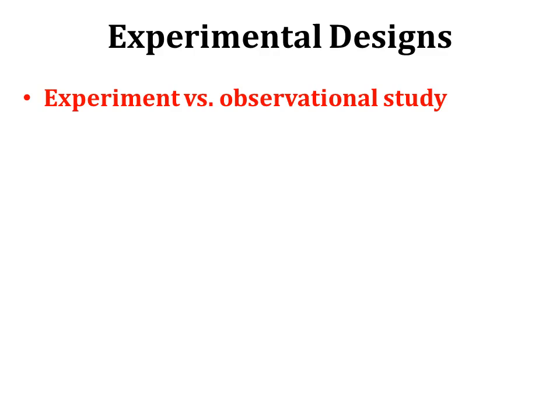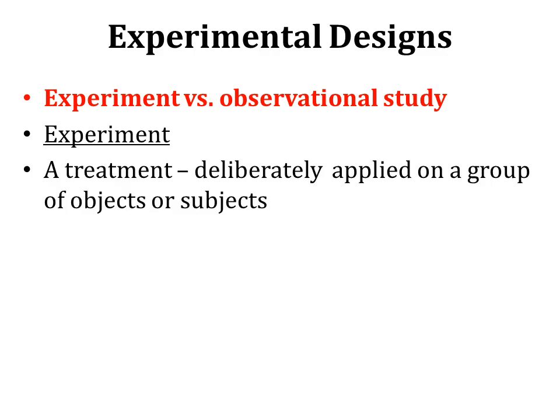So the experiments are different from observational studies, right? So what is an experiment? In an experiment, you have to apply a treatment deliberately on a group of objects or subjects that you're investigating, right? So in case of an experiment, you define different treatments and you apply those treatments onto objects or subjects. You deliberately apply those treatments.